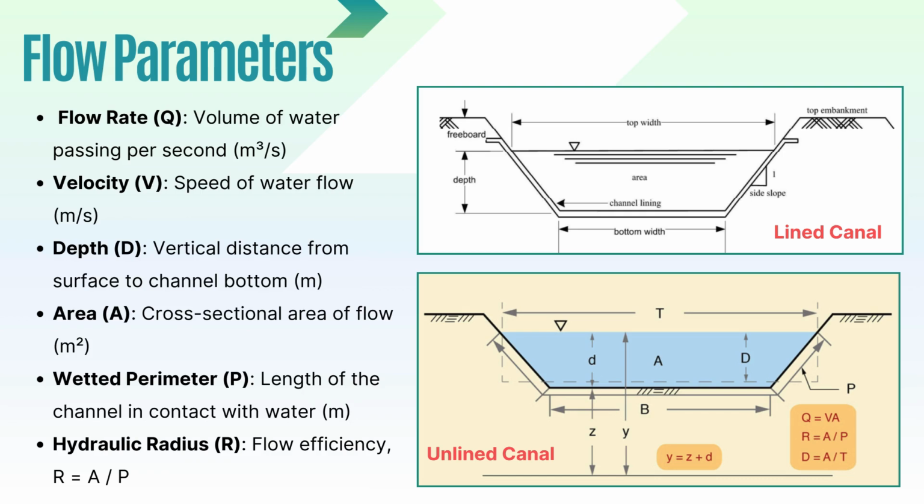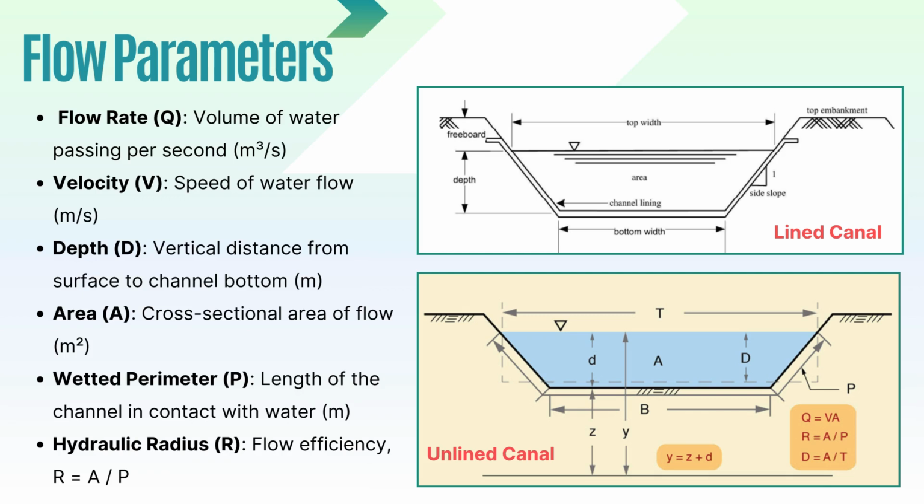Second, velocity, represented as V. Velocity is the speed at which water moves through the channel, measured in meters per second. Faster velocity means water reaches its destination more quickly, but it can also increase erosion risks. That's why understanding velocity is crucial in designing safe and stable channels.